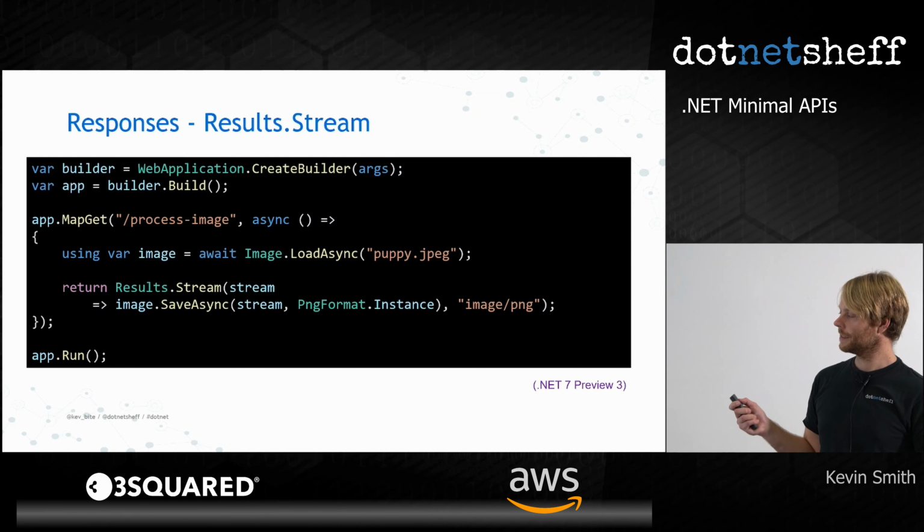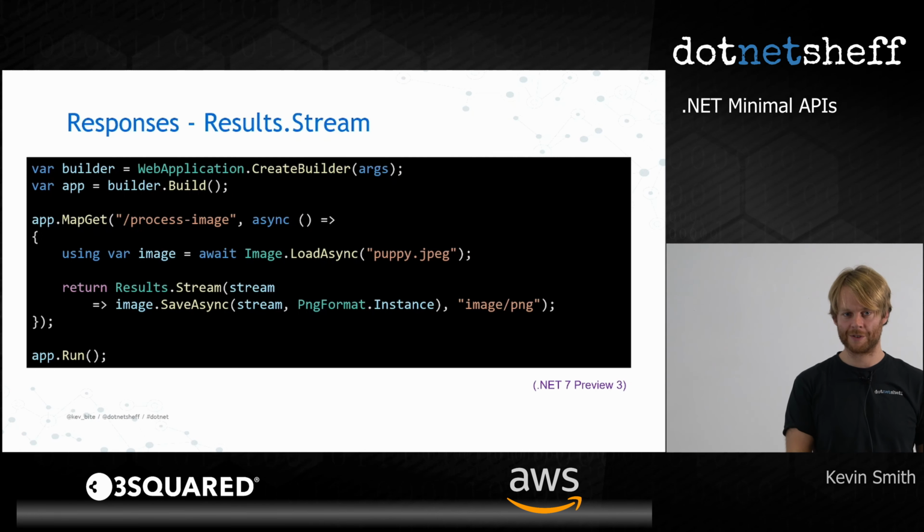We have Results.Stream for streaming things out. We had the streams coming in, and we can also stream things coming out. So if we're reading something from network or from disk, we don't have to read it all into memory and then stream it back out. We can just stream it straight across to be a bit more memory efficient.